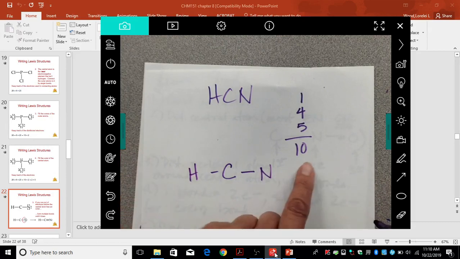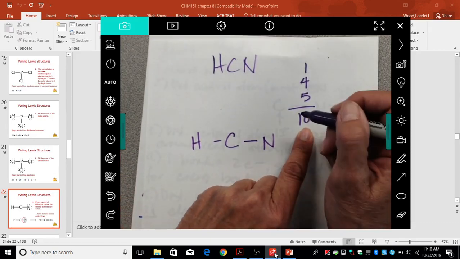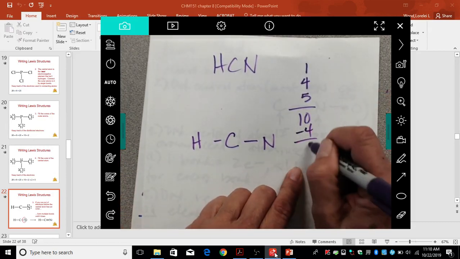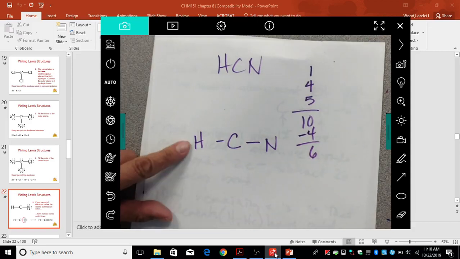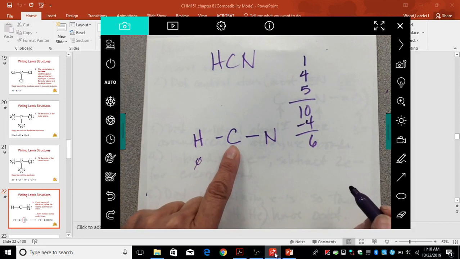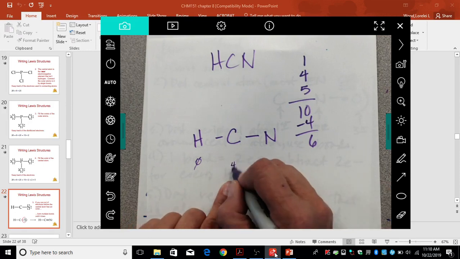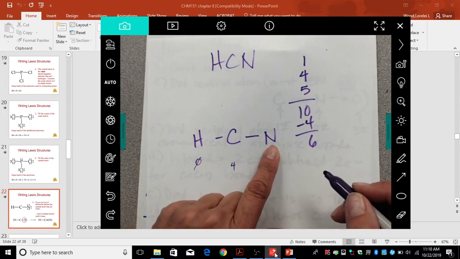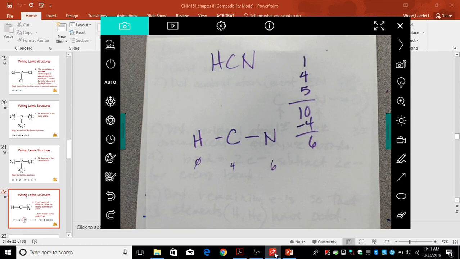How many am I going to subtract now from my total of 10? Minus 4, that leaves me 6. All right, does hydrogen need any more? No. How many more does carbon need? It's got 2, 4, so it needs how many more? 4. And how many more does this nitrogen need? 6. Well, crud. We need 10. How many we got? 6.